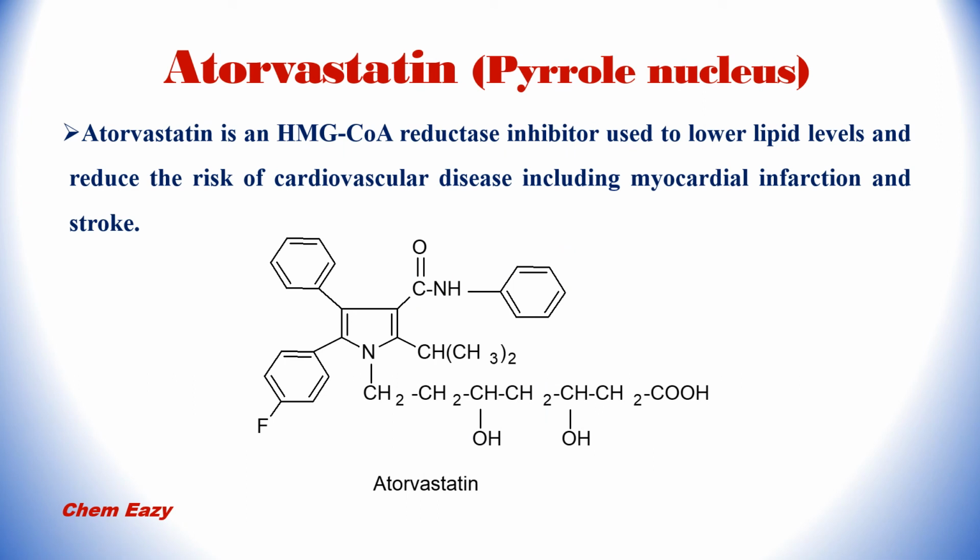First example is atorvastatin, which consists of the pyrrole nucleus. Atorvastatin is an HMG-CoA reductase inhibitor used to lower lipid levels and reduce the risk of cardiovascular disease, including myocardial infarction and stroke. In this structure, the pyrrole nucleus is present. You can see here.